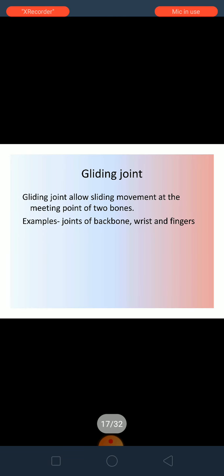Gliding joint. Gliding joints allow the bones to move only at the meeting point. It's like only a sliding movement. Joints of our backbone and wrist are examples of gliding joints.